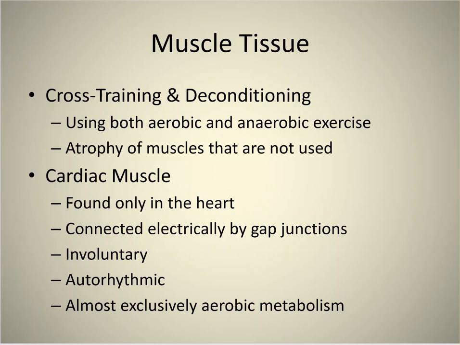Let's continue with muscle on slide 46, cross training and deconditioning. Remember, cross training is important, using both aerobic and anaerobic exercise to increase the strength and the oxygen delivery system of muscles. And remember, muscles atrophy if they're not used. And the last thing I want to say about skeletal muscle is how much ATP it uses.